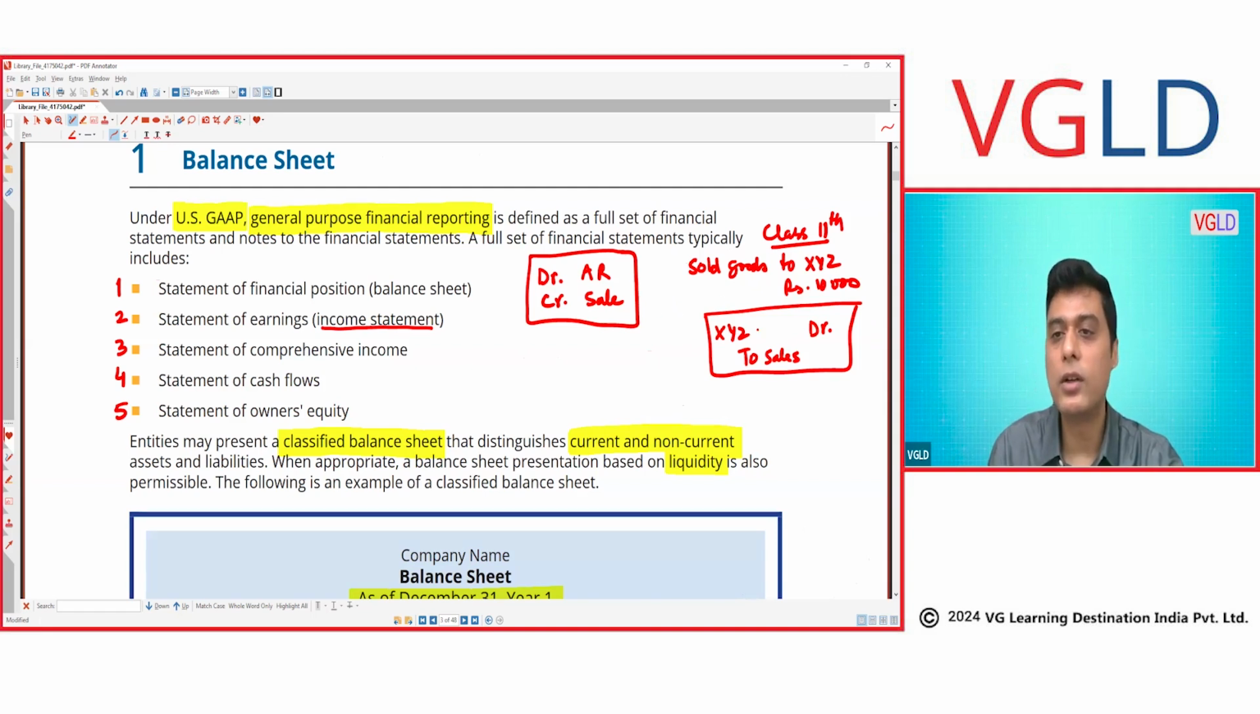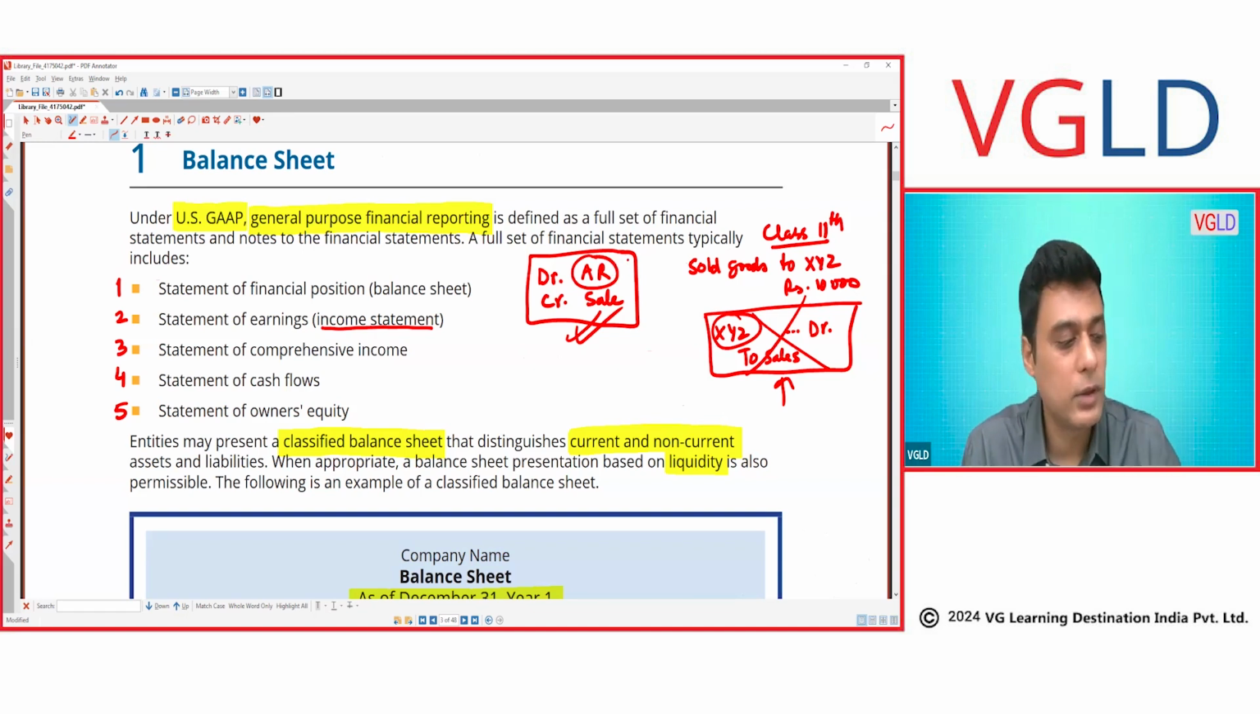So first of all, the format is not like the Indian one. The format is this: debit AR, credit sale. Here it is XYZ account debit to sales, and here it is debit AR. And of course, that is only for the purpose of CPA exams, not in practical life.